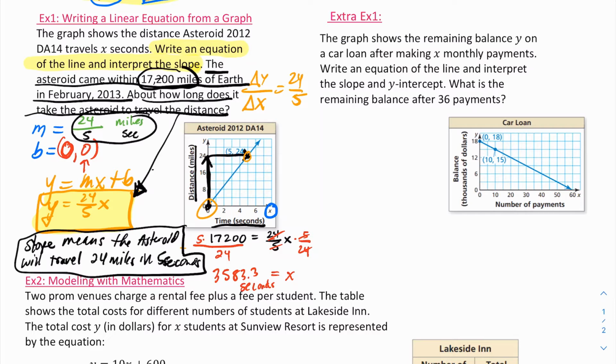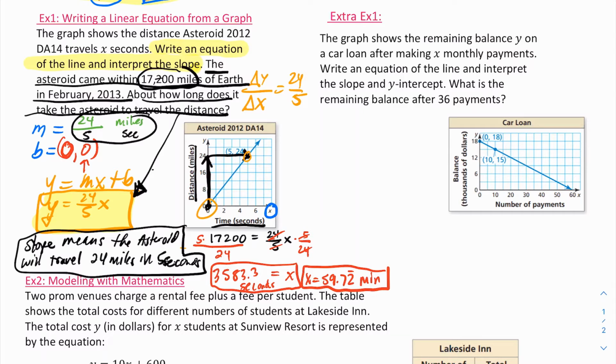I don't really want to leave my answer in 3,583 seconds, so I'm going to make that into minutes. Hopefully you know how to do that. Go ahead and do that first if you know how. So I'm going to divide that by 60. And when I divide that by 60, this becomes 59.72 minutes.